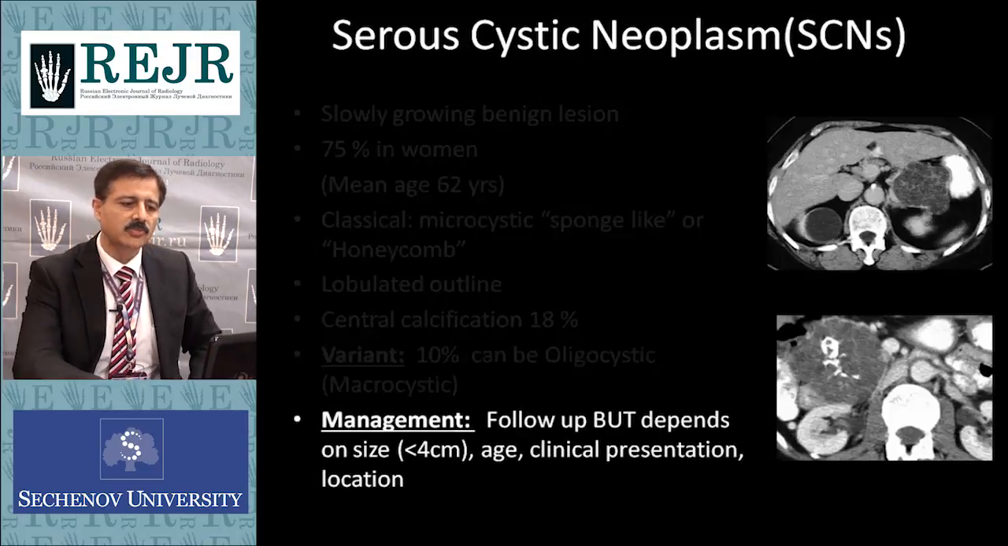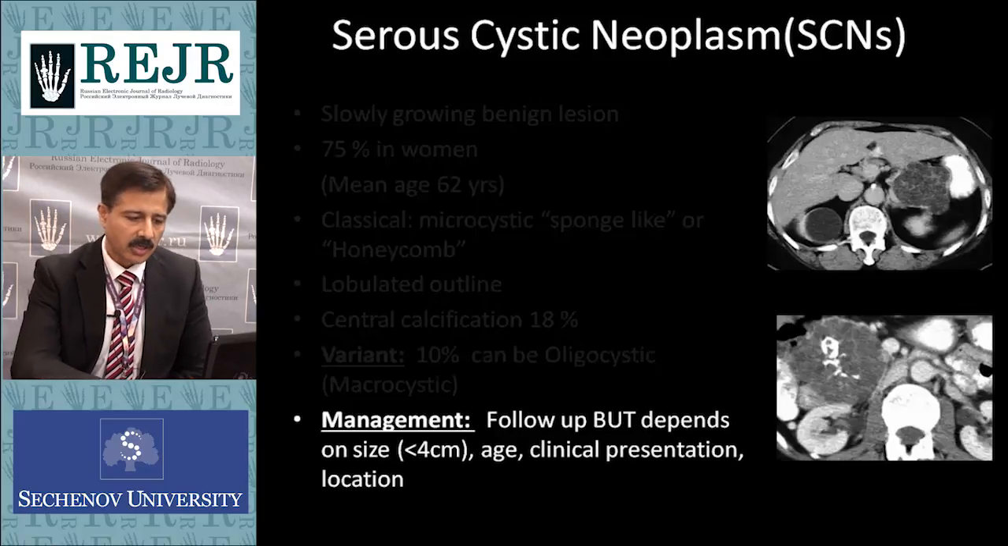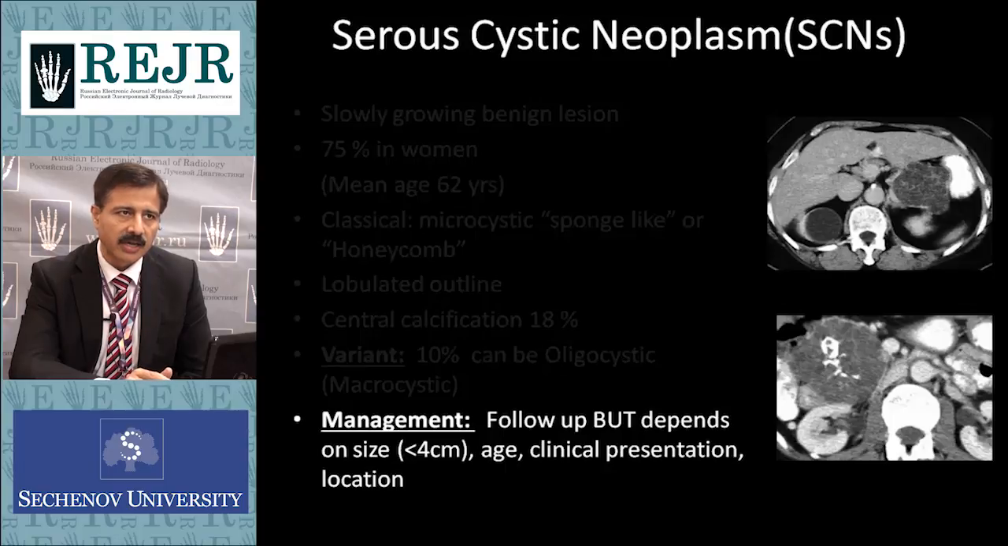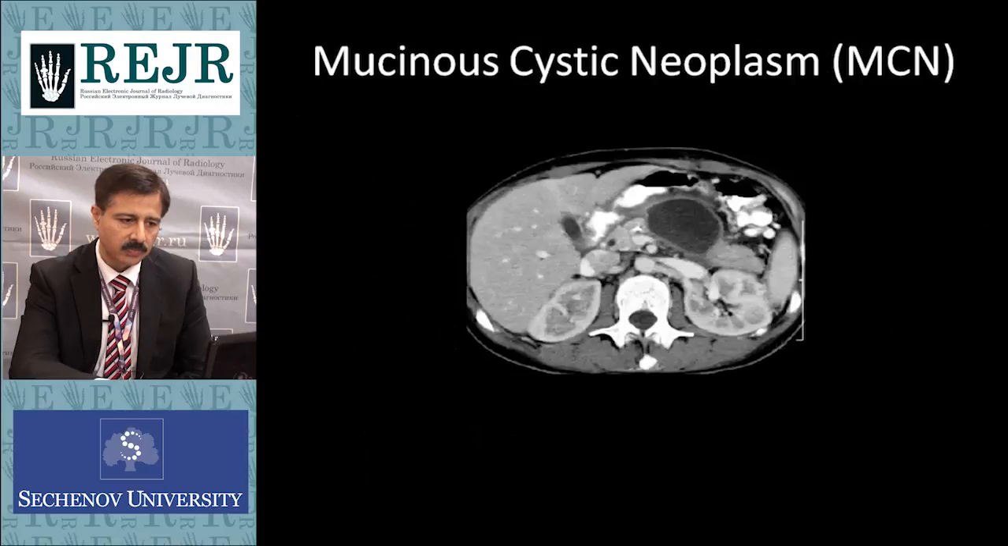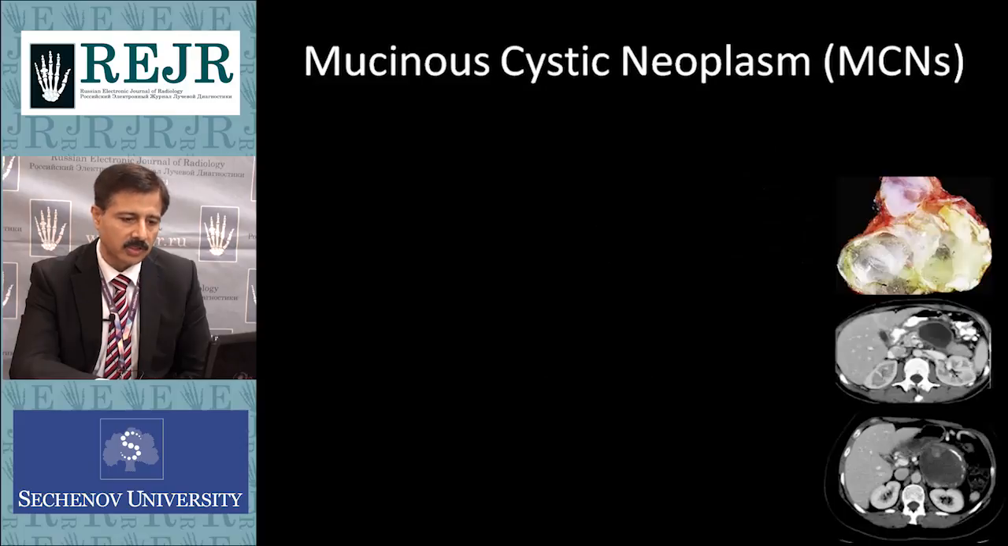So what is the management of serous cystic neoplasm? If the lesion is small, then we can just sit on it and advise follow-up. But this also depends on the size of the lesion. And if the lesion is more than 4 centimeters, depending on the age and clinical presentation and location of the lesion, we might like to take it out. Right, so the next lesion is mucinous cystic neoplasm.